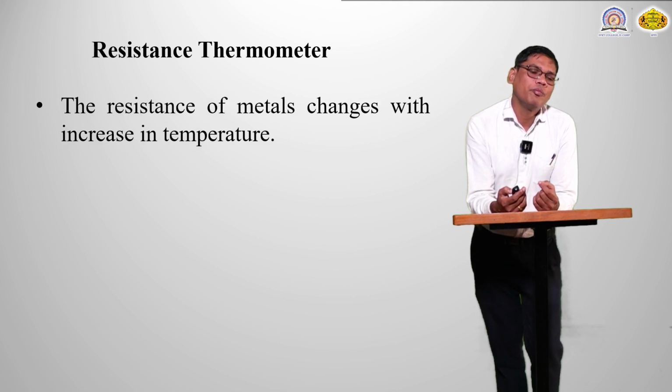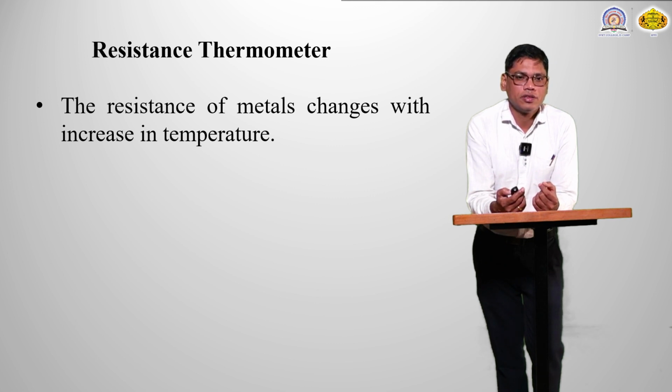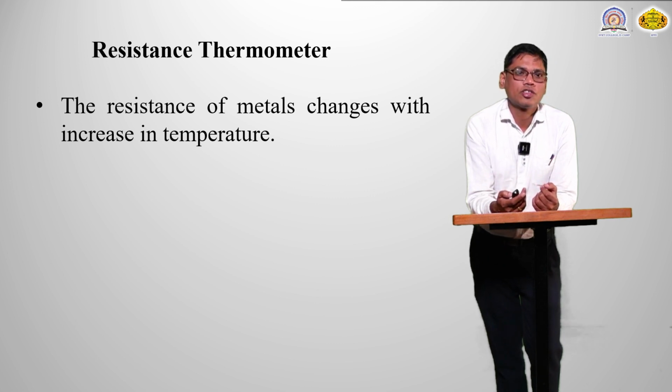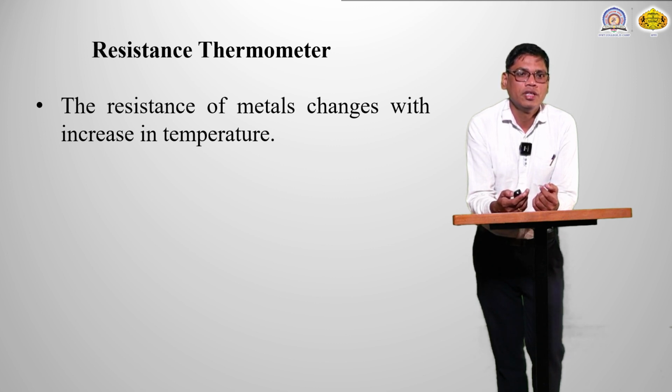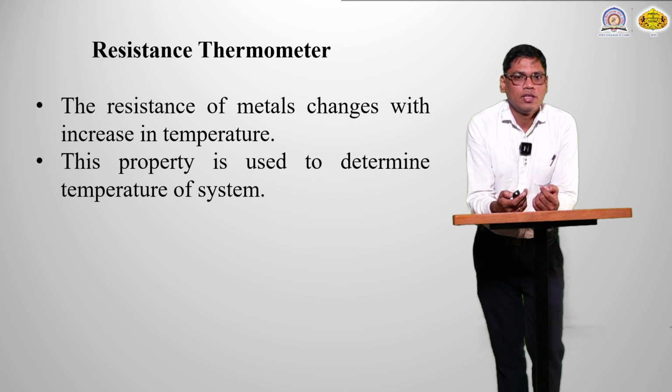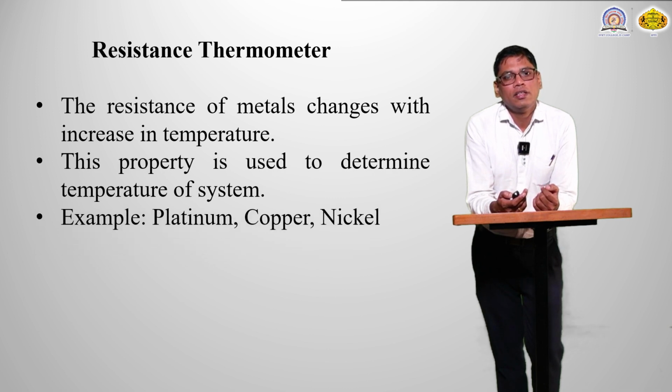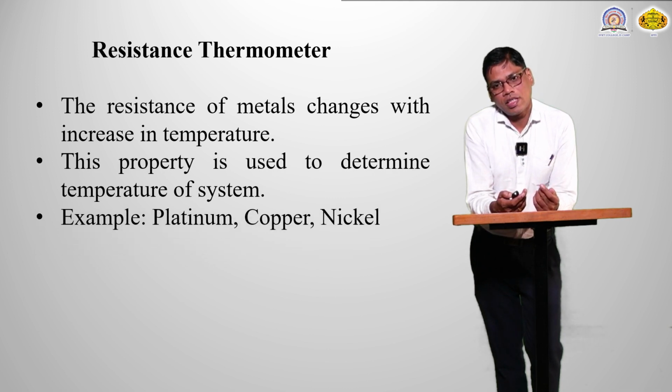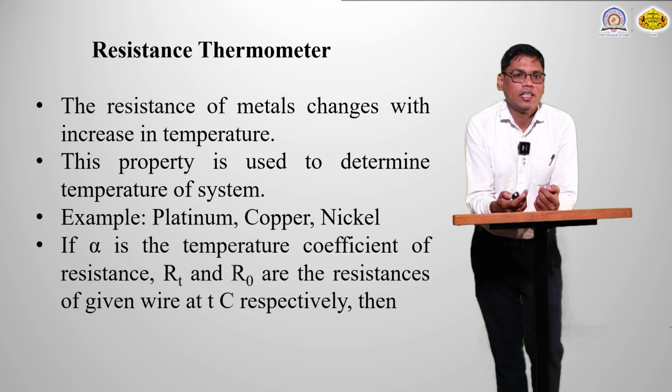Some metals, when kept in contact with a temperature, show a change in their resistance, and this property is used for measuring temperature. Examples of such metals are platinum, copper, and nickel.